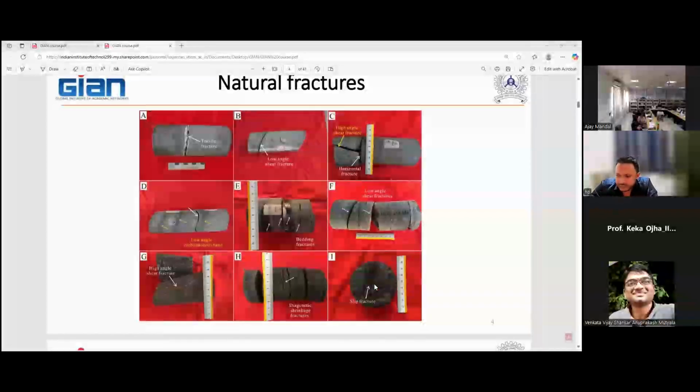And finally, we can see a slip fracture here. So these are some types of natural fractures you see commonly in shales.